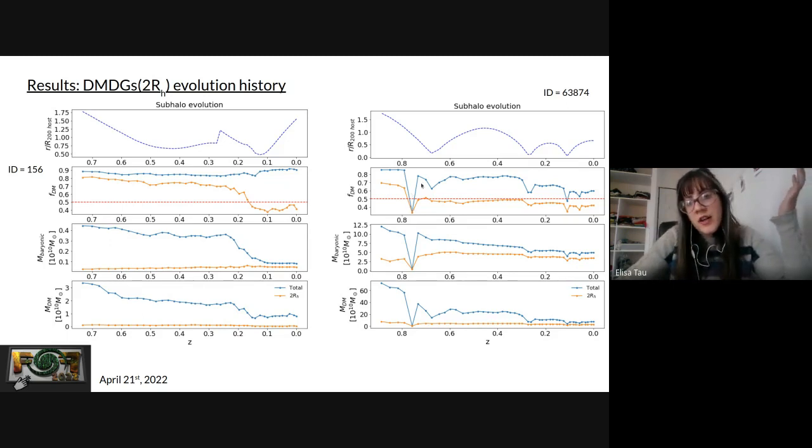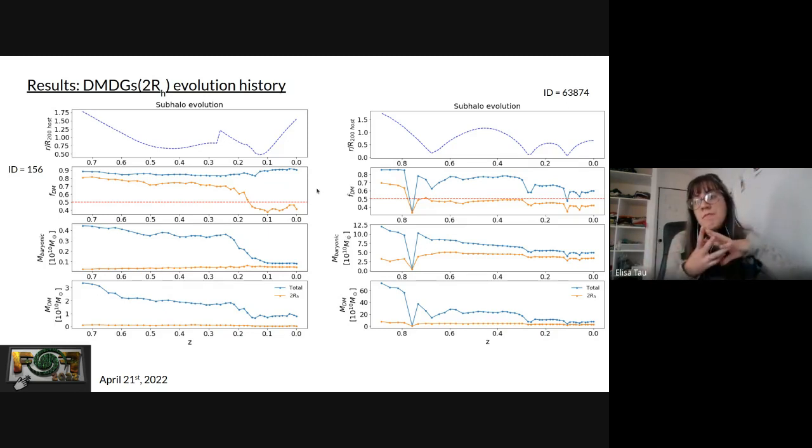And these pronounced decreases that may catch your attention are due to some failures in the simulation when it has to identify the particles of the satellite subhalo and the central subhalo when they are too close. So that's why it decreases abruptly, but then, as you can see, it's not really such a decrease.